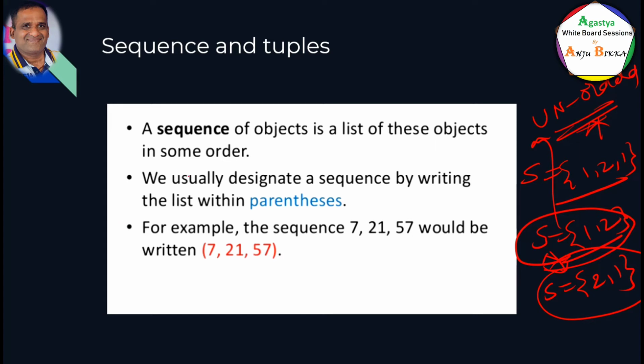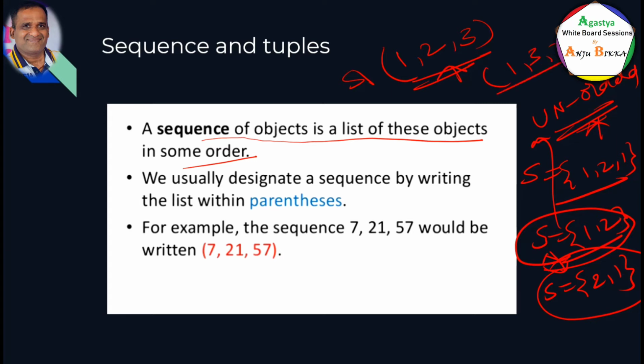So now it comes to the sequence. What is the main difference between sequence and set? A sequence of objects is a list of these objects in some order. So when we write like this, the order is important. This is one sequence. When we say sequence S1, the order is important. When we are writing 1, 3, 2, this is a different sequence. This sequence is different from this sequence.